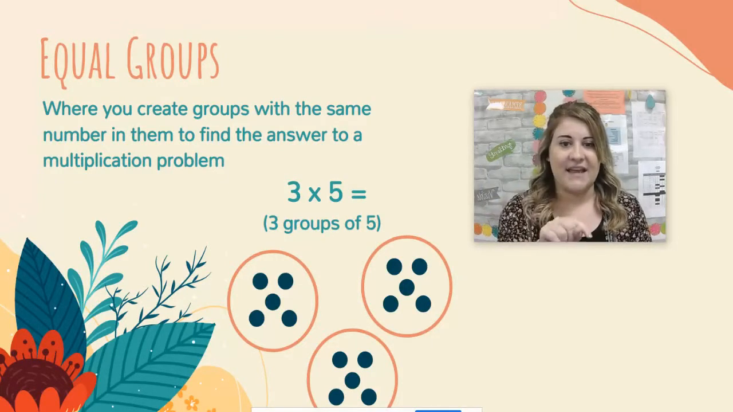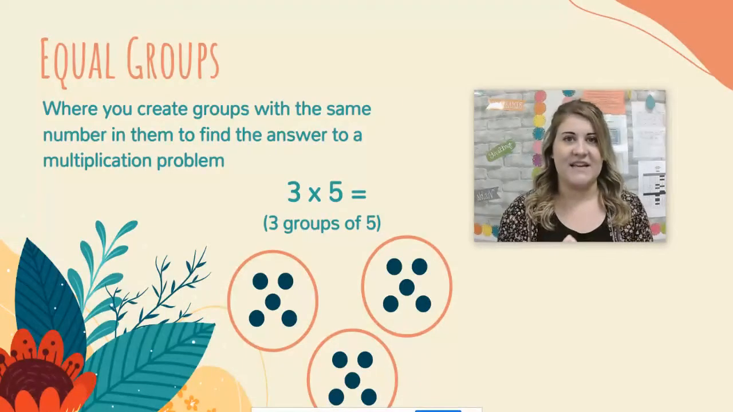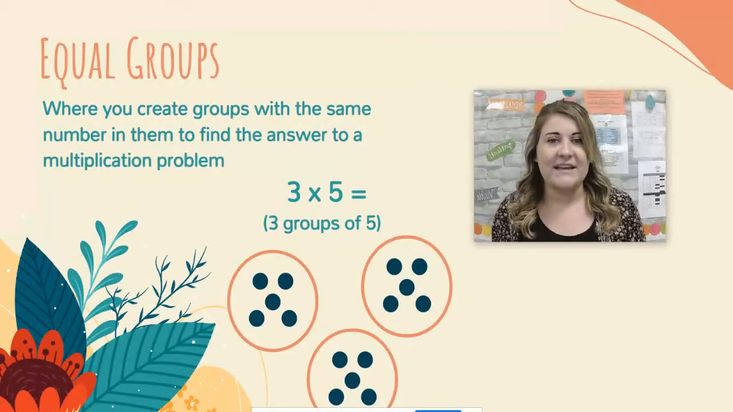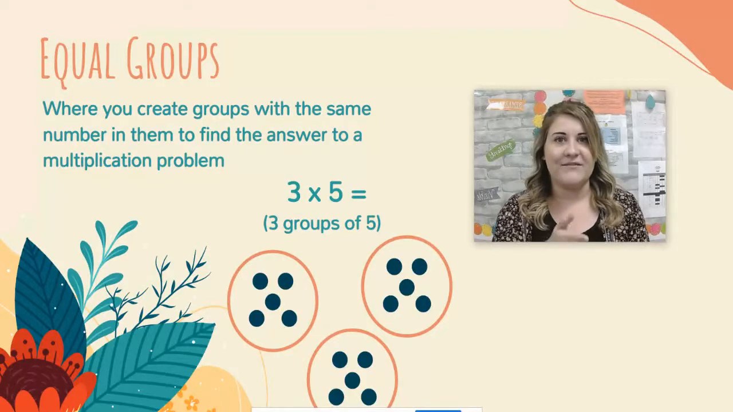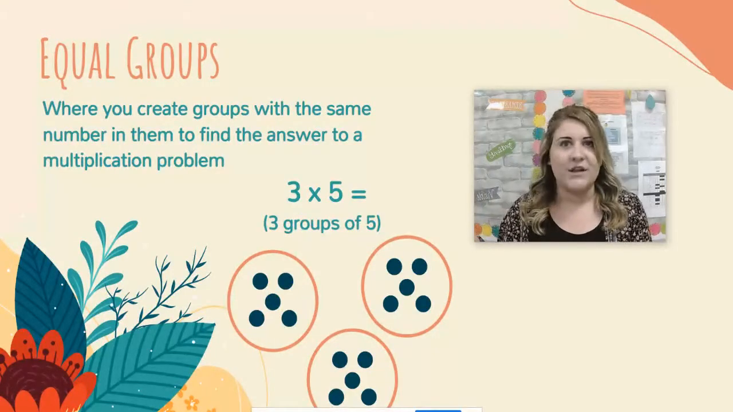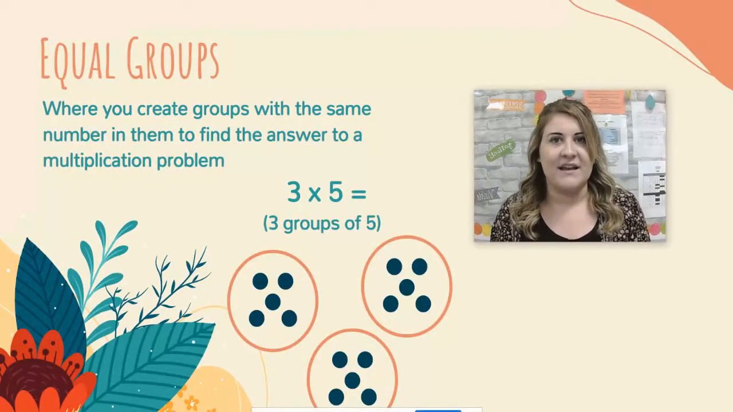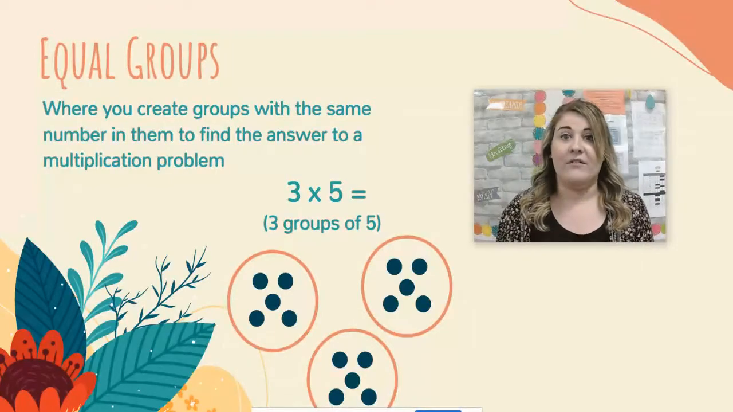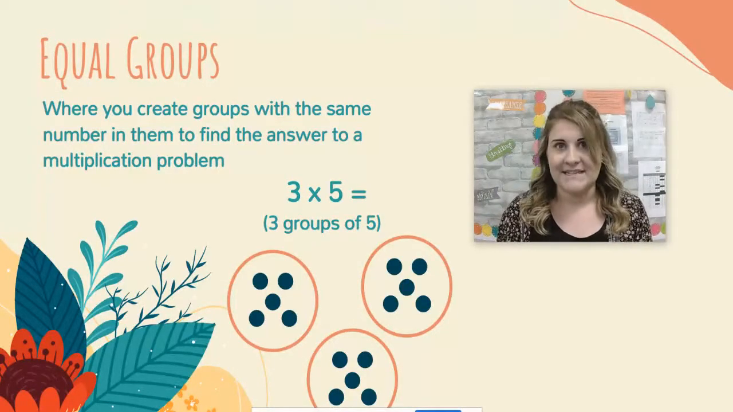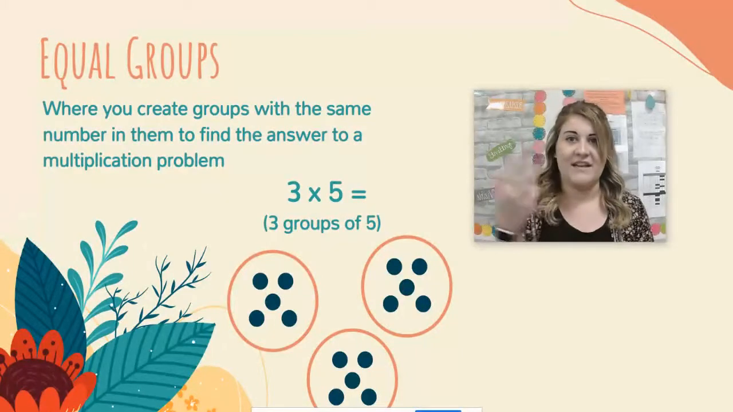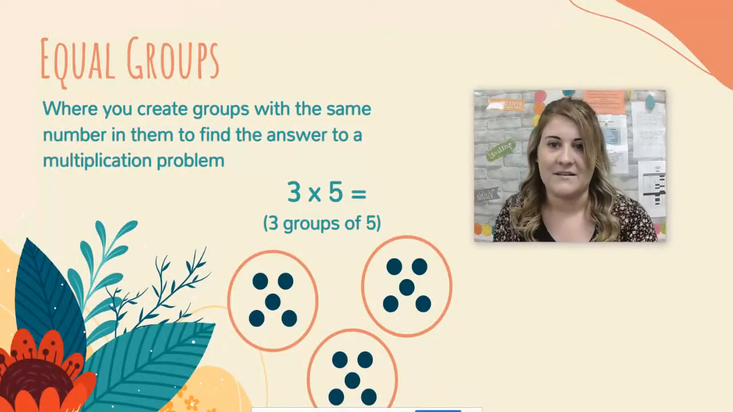6, 7, 8, 9, 10, 11, 12, 13, 14, 15. So 15 is my answer. 3 times 5 is 15. I can also skip count by 5 to get to my answer. So if I have 5, I can skip count by 5 3 times to get there. 5, 10, 15. That's right. 15 would be our product, okay?